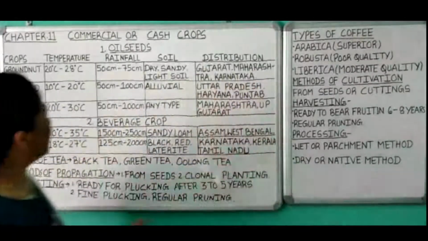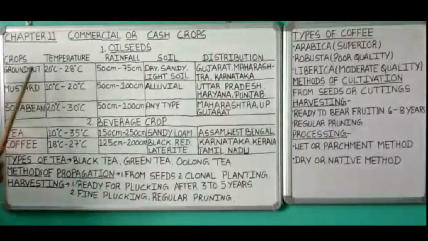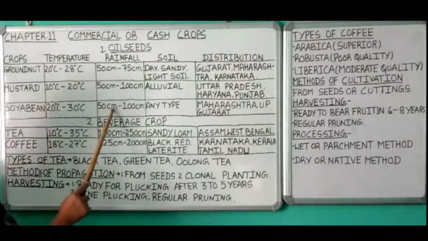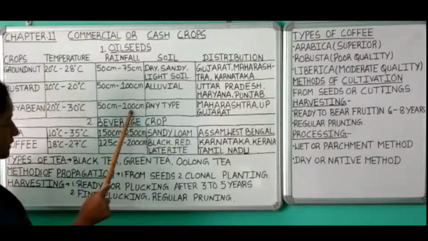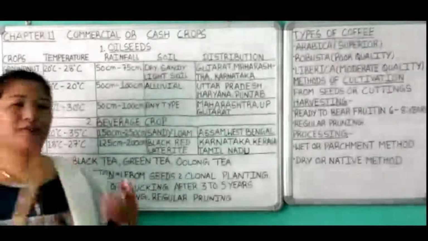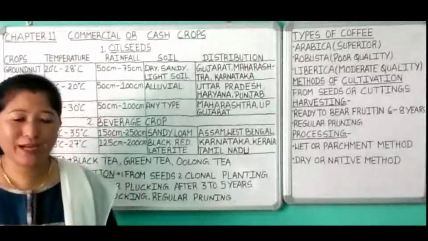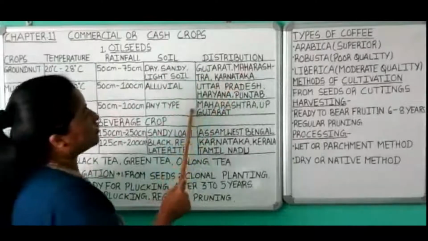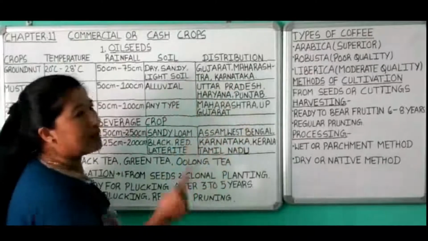Now see the climatic condition here. The temperature is 20 degrees Celsius to 30 degrees Celsius. Then rainfall is 50 centimeters to 100 centimeters, and the soil can be any type. That means soya bean can thrive in any type of soil provided it's rich in moisture. Then the distribution: it's grown in Maharashtra, Uttar Pradesh and Gujarat.